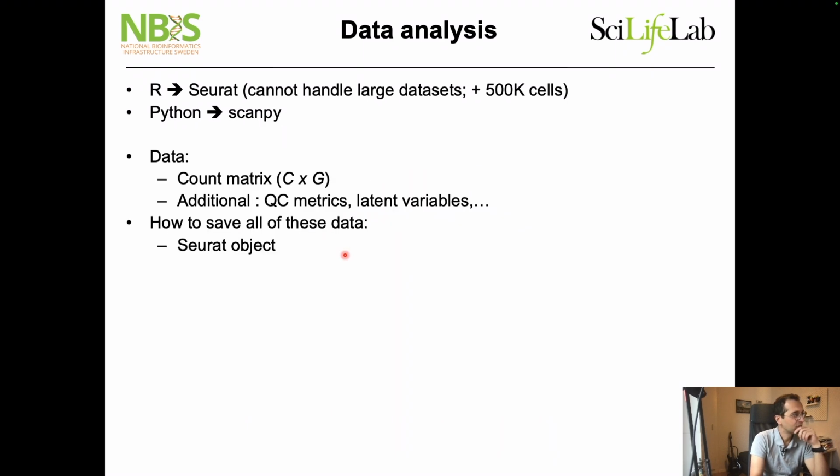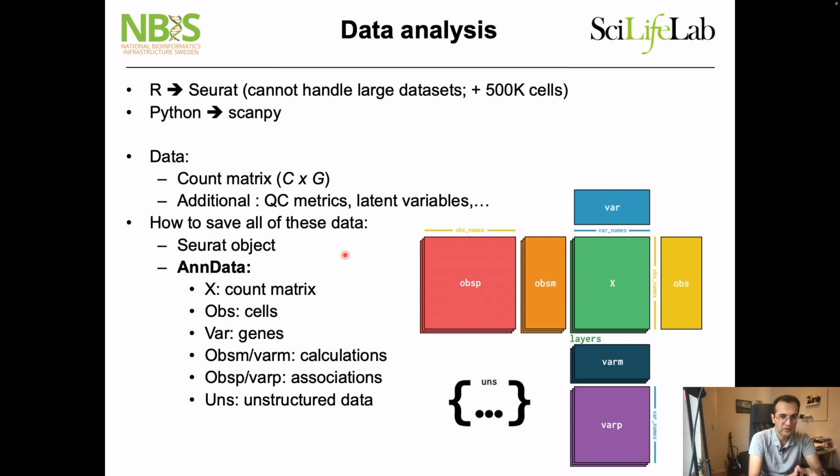So the data is like this. You have a count matrix with dimensions number of cells by number of genes. And in addition to that, you have QC metrics and latent variables that need to be saved in an object or in a format. How to save this: if you're using Seurat, you have a Seurat object with different slots. And if you're using Scanpy, it is the AnnData format.